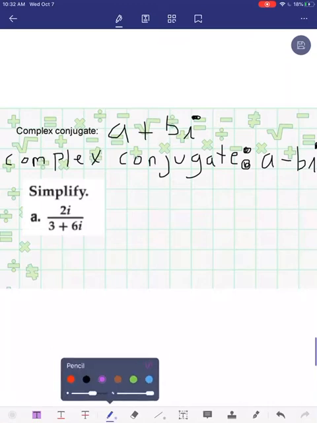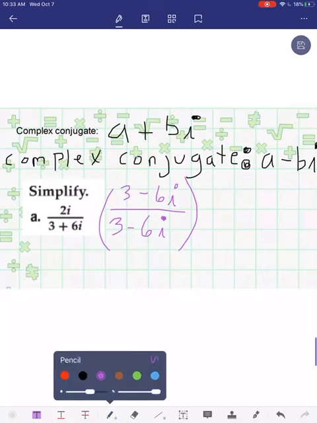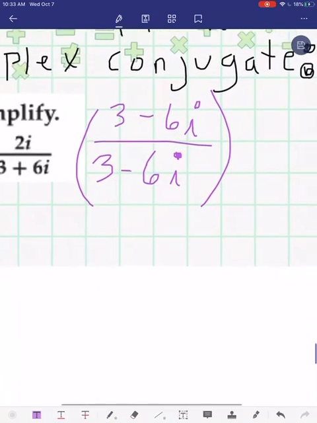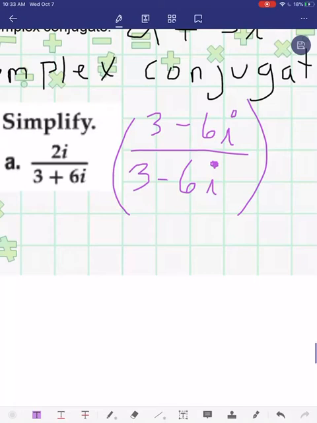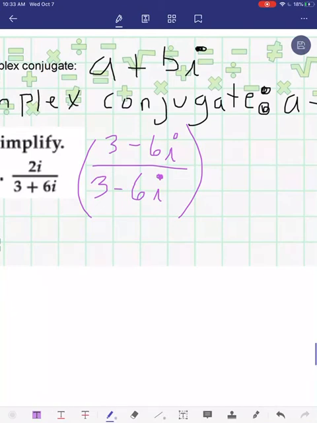So notice in this one we have 3 plus 6i. So our complex conjugate is going to be 3 minus 6i. I'm just flipping that middle symbol. And we need to multiply that to the top and the bottom. Because now notice that technically I'm multiplying by 1. So I'm not changing the value of my expression, I'm just changing what it looks like. So then we're just going to multiply it out.